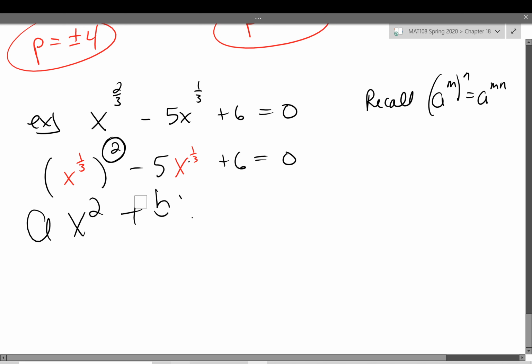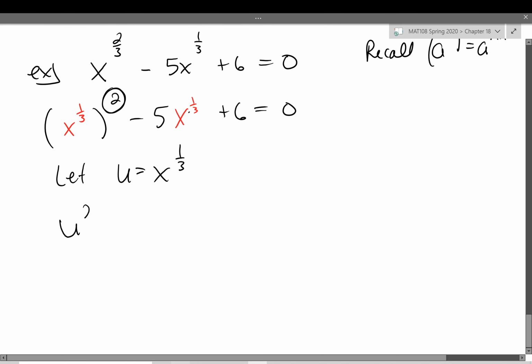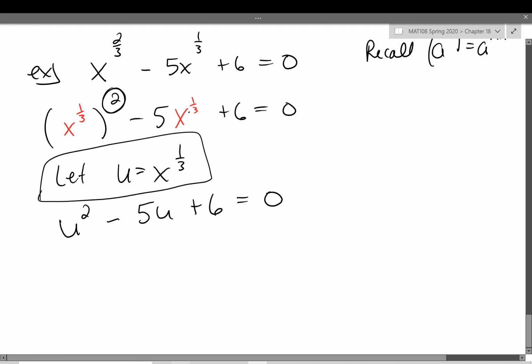So what I'm going to do here is exactly what I did in the previous problem. I'm going to let u equal x to the 1/3. And by letting u equal x to the 1/3, look what I get. I get u squared minus 5u plus 6 equals 0. In other words, wherever I see that x to the 1/3 power, I'm going to replace it with a u, okay? And let's block that in because we're going to have to make our substitution like we did in the previous problem at the very end.